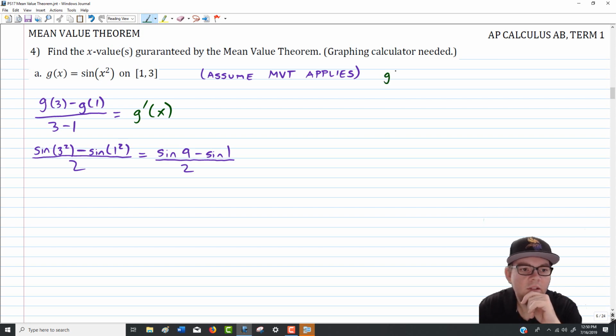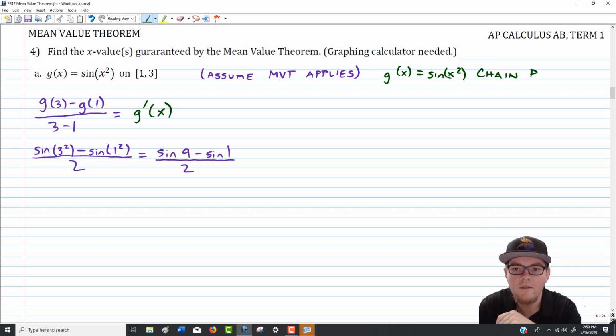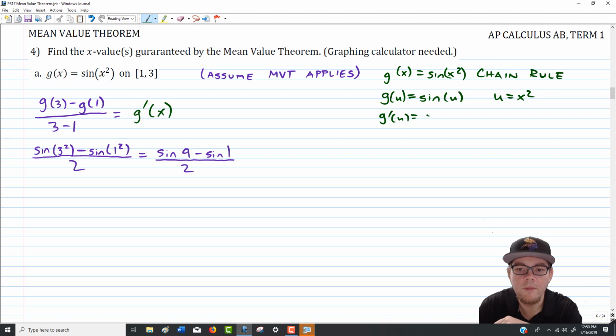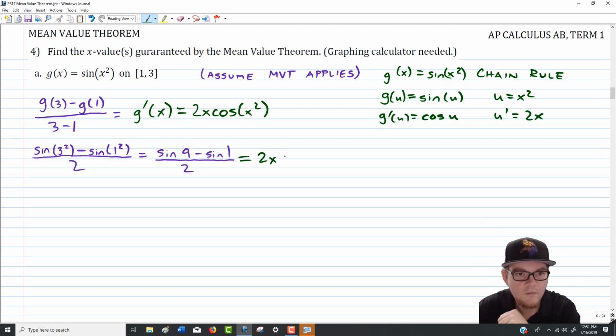Okay, so if g of x equals sine of x squared, which it tells us it is, then we can, of course, use the chain rule because we've got x squared inside of the sine. And we even talked about composition a few seconds ago. So because we're still early in the unit, we could decompose this into sine of u with u equal to x squared. The derivative of sine u would be cosine of u, u prime would be 2x, and I'm going to trust that you're comfortable with the fact that our derivative would be 2x cosine of x squared. So in other words, what we're trying to solve here is when does sine of 9 minus sine of 1 over 2 equal 2x cosine of x squared.